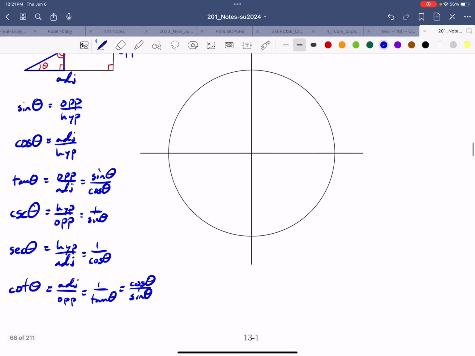You need to know these 6 functions. You just need to know what they are. In particular, you need to know the first 3. You need to totally know those like the back of your hand. But really, you should know all 6. One handy mnemonic for the first 3 is, you've probably heard, SOHCAHTOA.